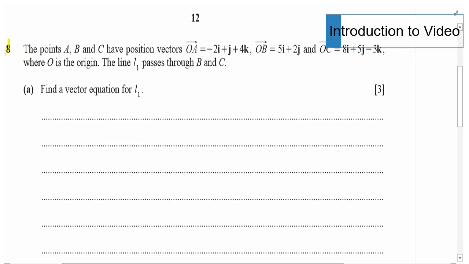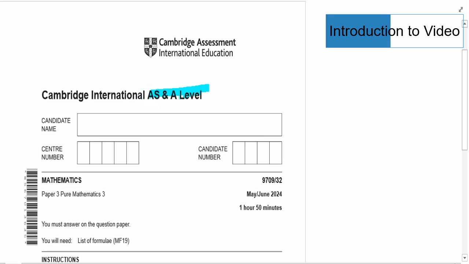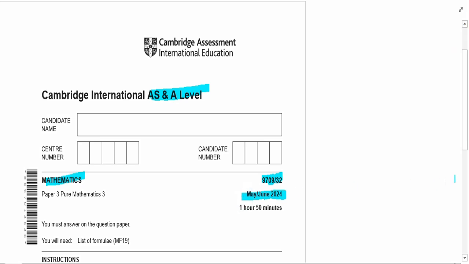Hello. Today we are going to do question number 8 of A levels math 9709 variant 32. We are working on May June 2024 paper.